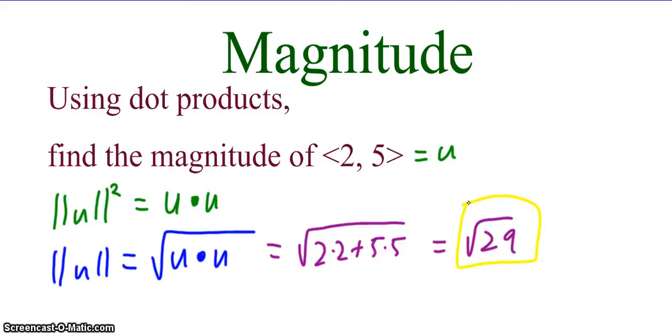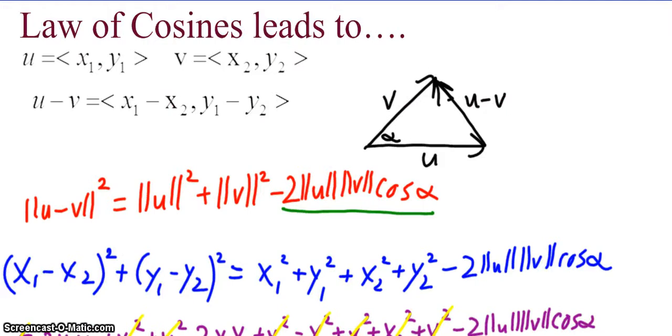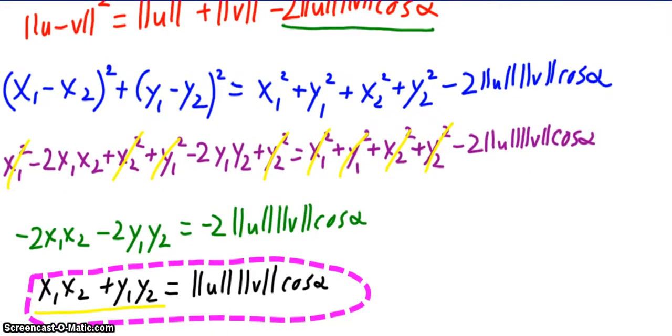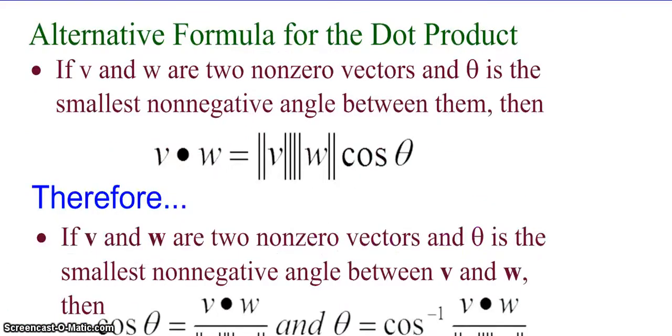Alright, so now think back to what we did at the very beginning, or our second example I should say, first example with the law of cosines, where we came up with x1 x2 plus y1 y2 equals the magnitude of u, magnitude of v cosine alpha. Well, we can use this to help us find the angle between two vectors. So an alternative form of the dot product is what we wrote using the law of cosines, but here we can just write the left-hand side of the equation as the dot product.